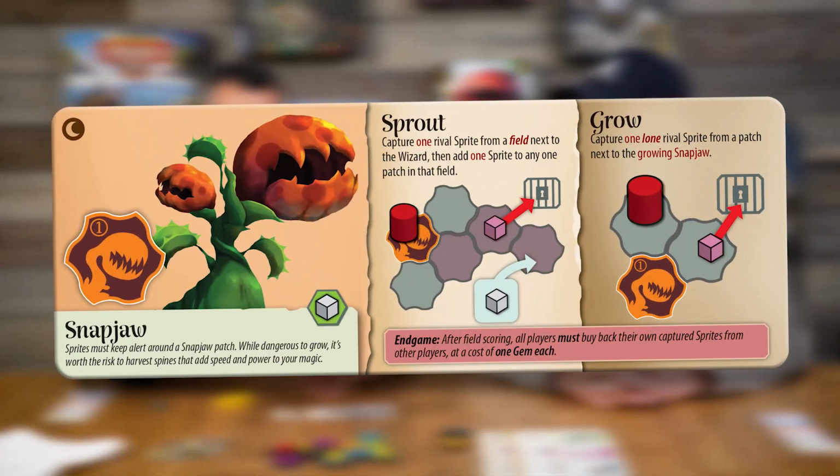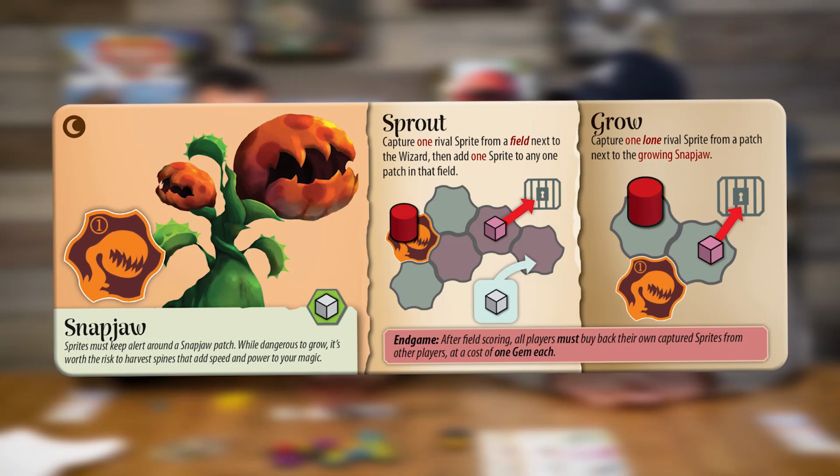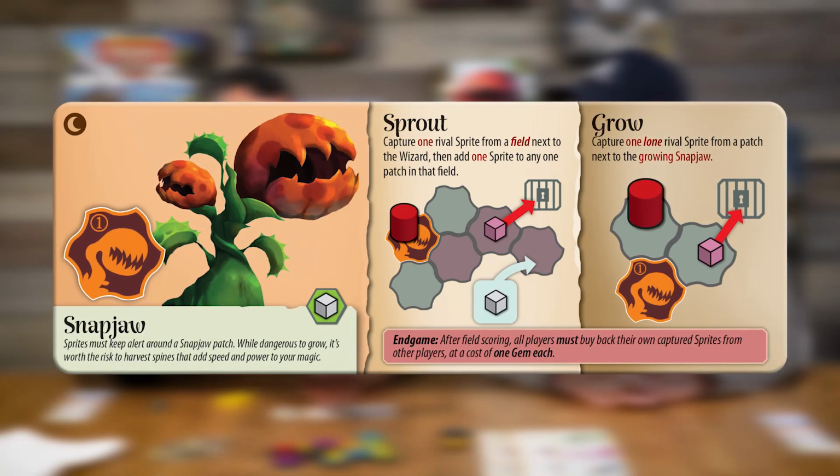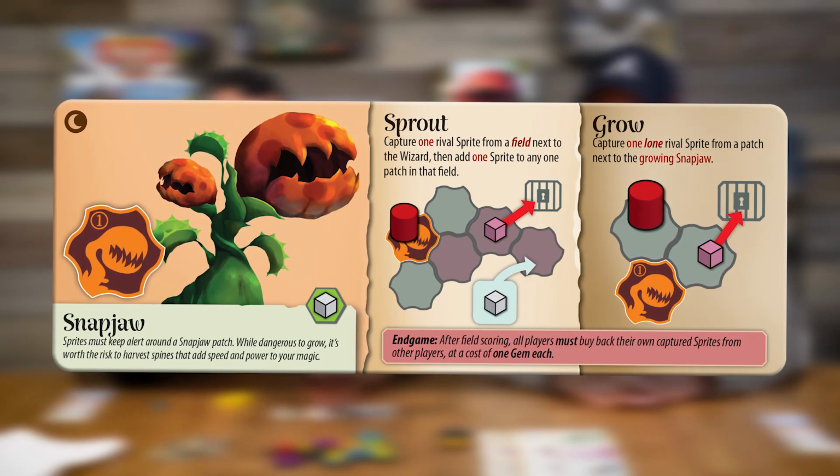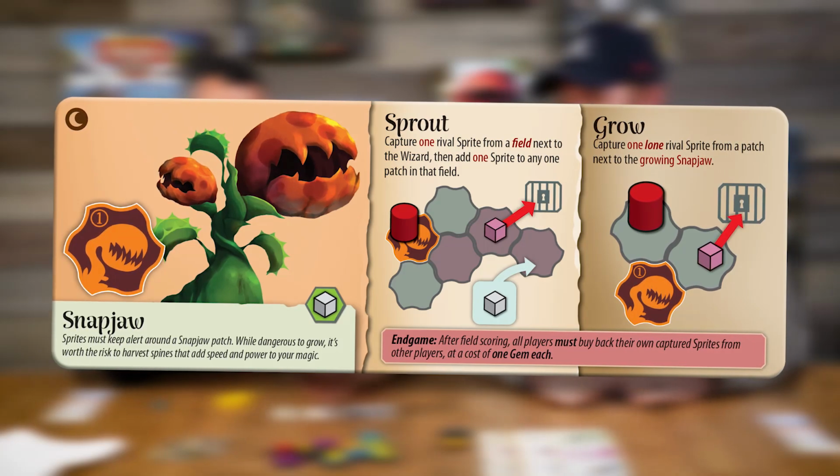So if you're able to use this quite a bit, you're going to have not only points there, but points that you're taking from your opponent. So it's kind of a big swing. And then its grow ability is effectively similar, slightly different. Capture one lone rival sprite from a patch next to the growing Snapjaw. So this isn't a field. It is just a singular sprite that's all by themselves. Right. Yeah, leave it by yourself. Cool. It's vulnerable. Thematic.